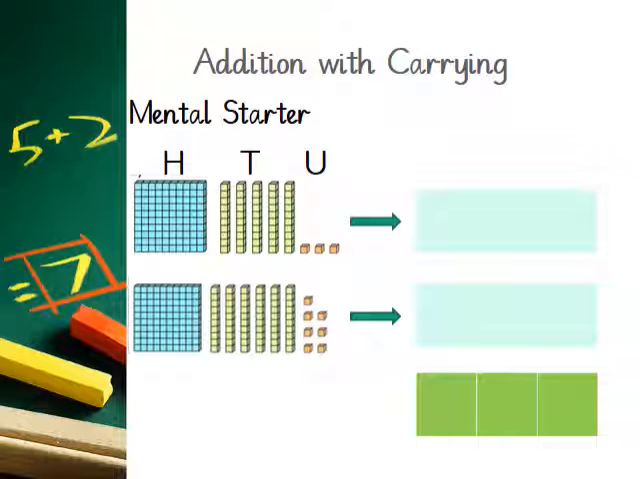Yes, 1 hundred, 5 tens and 3 units. It makes 153. And the second number is 167. Now add up these numbers. Yes, you will regroup. Yes, and the answer is 320. Correct.